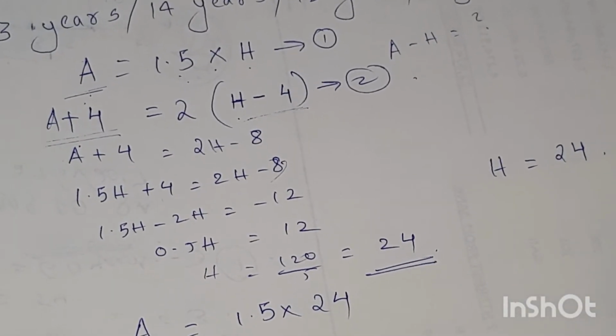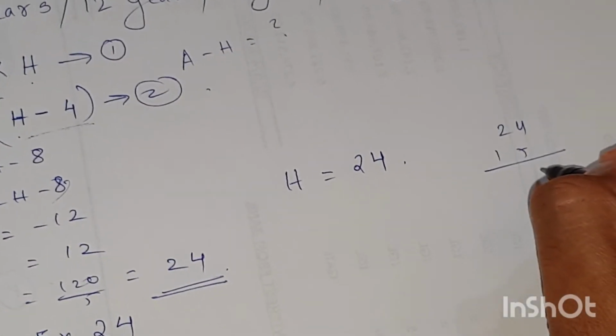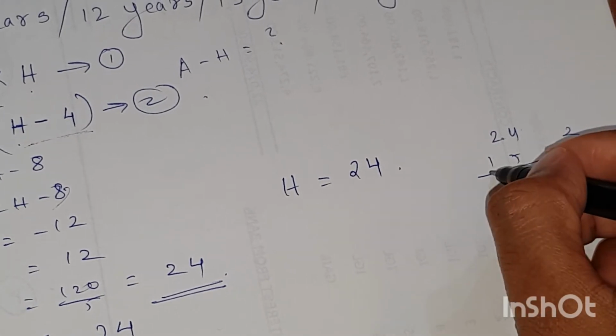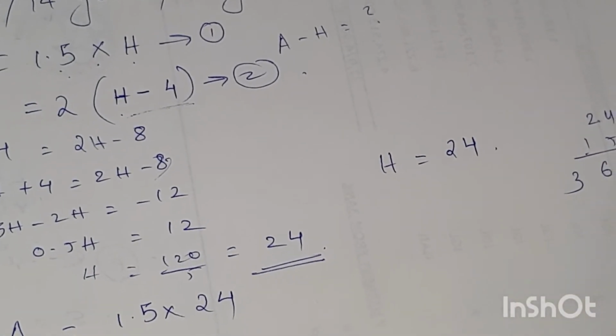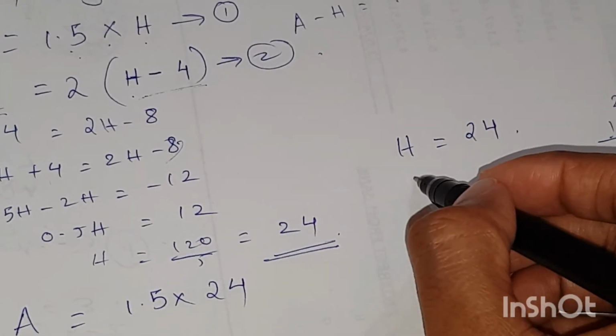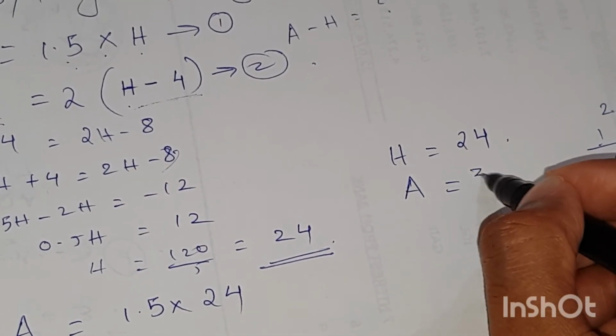So using 2-digit multiplication, we will get the answer of 24 into 15: 20, remainder 2, 10 plus 4, 14, 16, 1, 1, 2, 3. So 360, and removing 1 digit, 36. So we get Aman's age, that is 36.